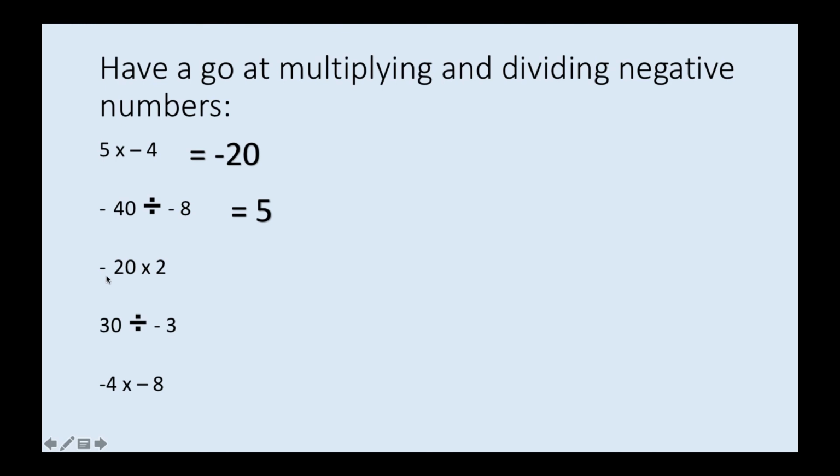Here we have a negative and a positive. They're different. So I know my answer is going to be negative. And 20 times 2 is 40. So it'll be minus 40. Again, different signs. So my answer is going to be negative. 30 divided by 3 is 10. So it'll be minus 10. And then finally, our signs are the same. Minus 4, minus 8. 4 times 8 is 32. And it'll be positive because the signs are the same.